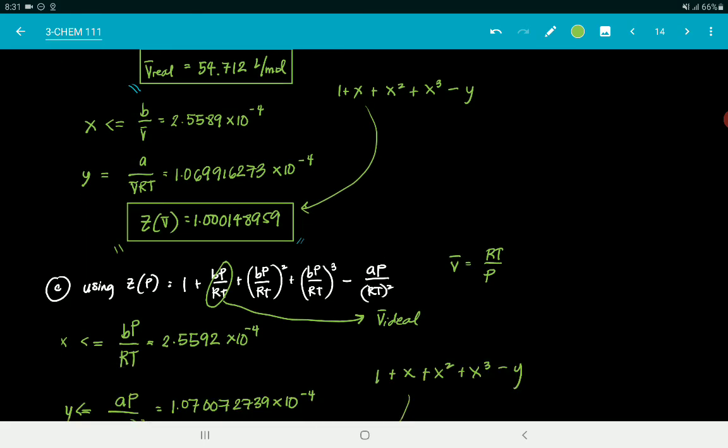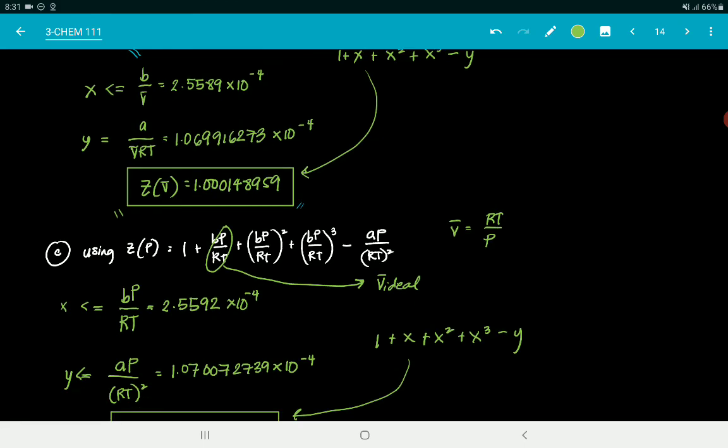Okay? So, this is how you calculate the compression factor, or these are the 3 ways you can calculate the compression factor of a van der Waals gas. So, kapag ibang equation of state, of course, you will have to derive another cubic expansion or another expression for the compression factor.